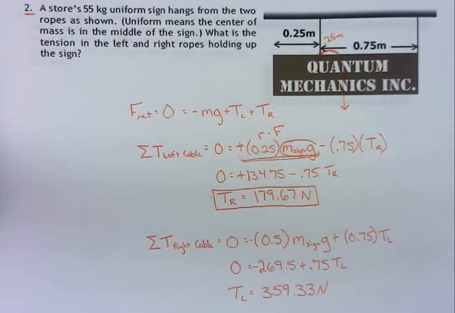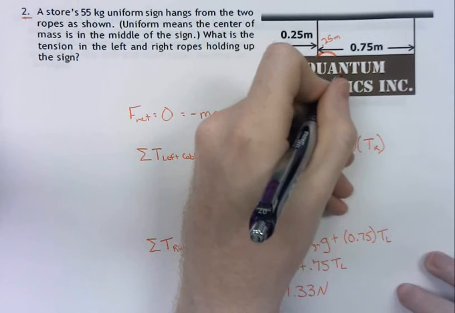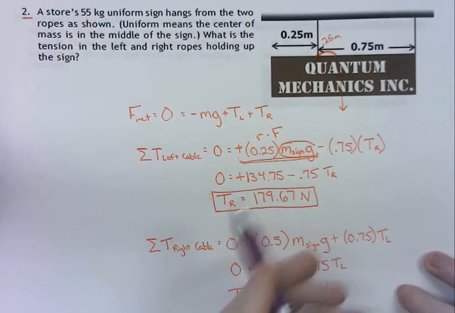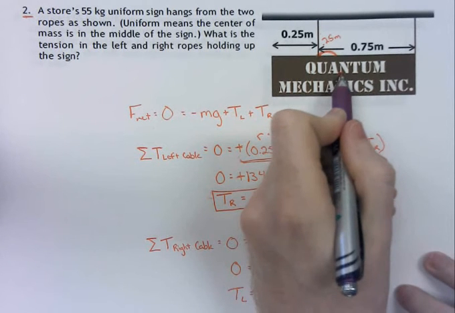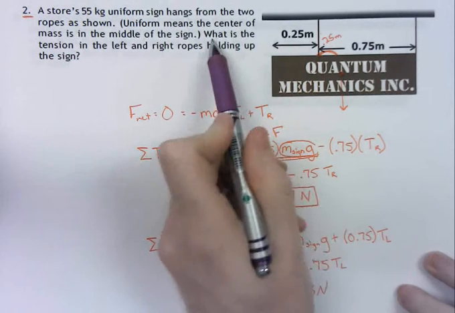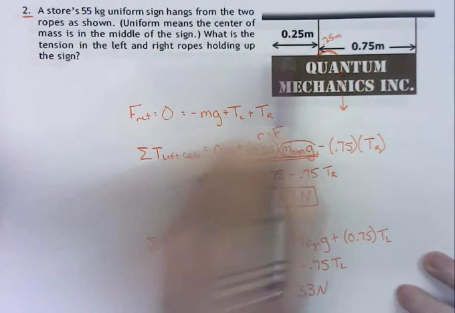So we have a 55 kilogram uniform sign hangs from the 2 ropes as shown. Uniform is kind of a big deal. That means the center of mass is at the middle of the sign. So whenever we look at the torque exerted by the weight of the sign, that will always come from the center of the sign. I ask, what is the tension in the left and right ropes holding the sign up?